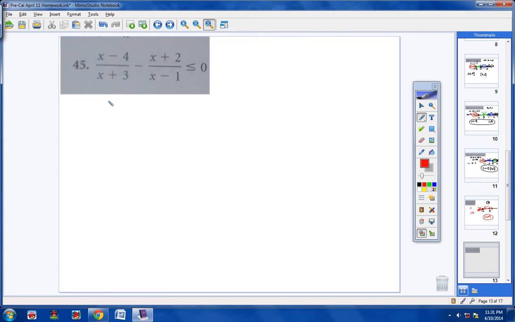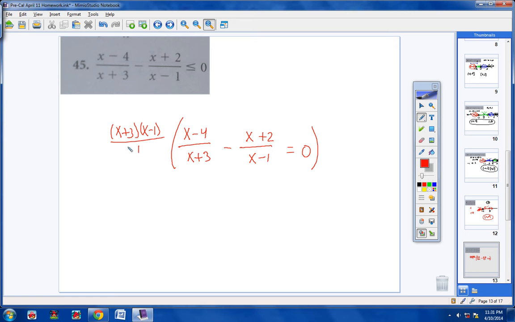All right, let's take a look at number 45. Now the first thing we want to do is rewrite this inequality with an equal sign. And so we're going to do that right now. Now we want to eliminate all of our fractions, so we're going to multiply the entire equation by whatever the common denominator would be for these two fractions. And we are not trying to find a common denominator. However, if we were trying to find a common denominator, this is what we would use.